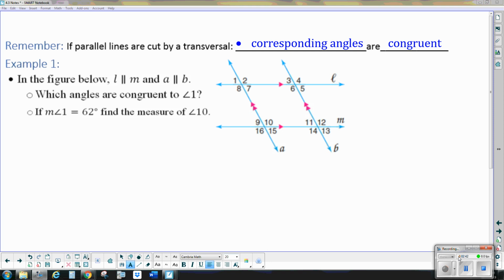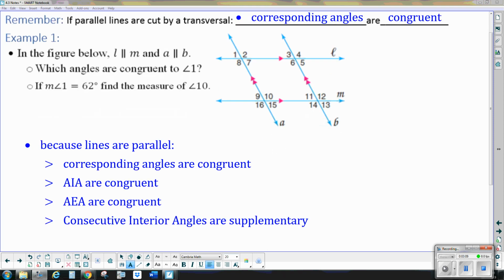So let's look at this figure. It says L is parallel to M and A is parallel to B. You can see by those arrows that both pairs of lines are marked parallel. So the question is, which angles are congruent to angle 1? Let's go through and outline all of the angles that are congruent to angle 1 using a bunch of different methods.